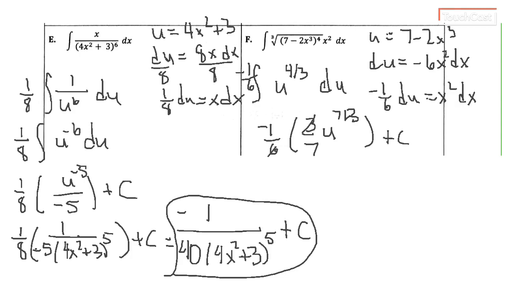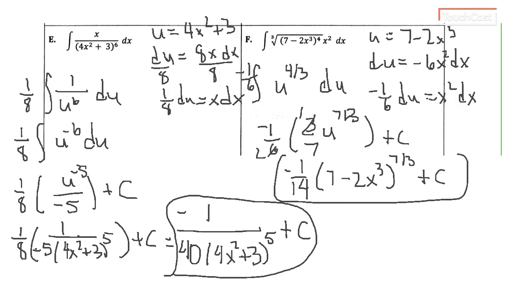Now I'm just going to multiply and simplify the fractions here. 3 and 6 can simplify to 1 and 2. So I'm going to end up with negative 1/14. And I'm going to replace u now with what I said u is. So 7 minus 2x cubed to the 7/3 plus c. And once I've done that, I can be done. Alright, let's check out a couple more.